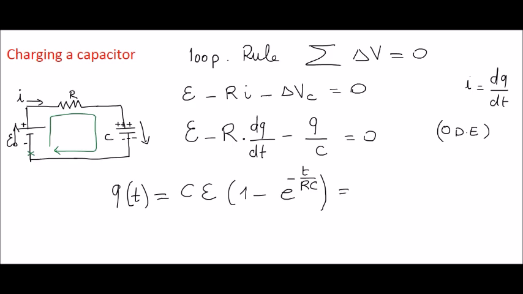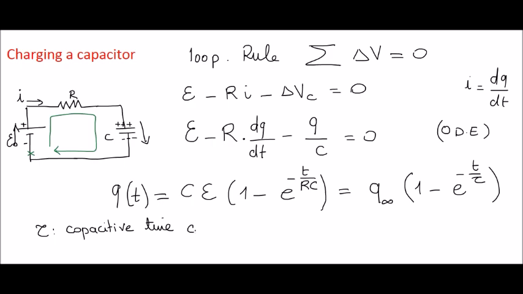That we usually write CE, that's just Q infinity, that's the infinite charge. If we wait infinite time, the charge on the capacitor will have this charge, Q infinity, times 1 minus exponential minus t over tau. Tau is the capacitive time constant. Tau is equal to RC. So this is homogeneous to time.